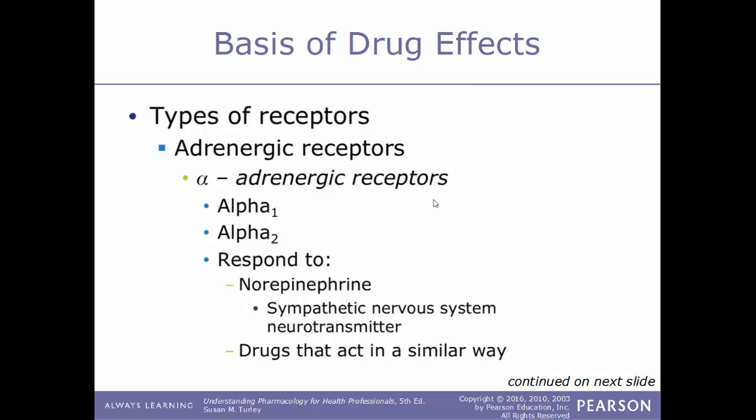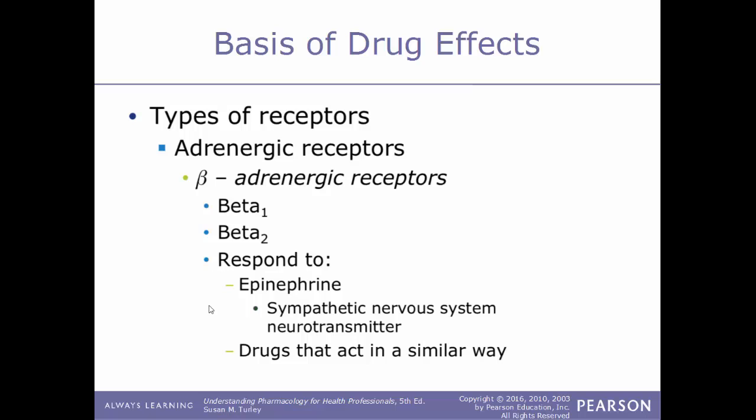The first one we'll talk about: adrenergic receptors, also called alpha adrenergic receptors. The symbol here is the Greek symbol for alpha. There are different types of these: alpha 1 and alpha 2 receptors. These respond to norepinephrine, which is a neurotransmitter found in the sympathetic nervous system, and drugs that act in a similar way to norepinephrine. The reason these are called adrenergic is a reference to the adrenal glands, where norepinephrine is produced.